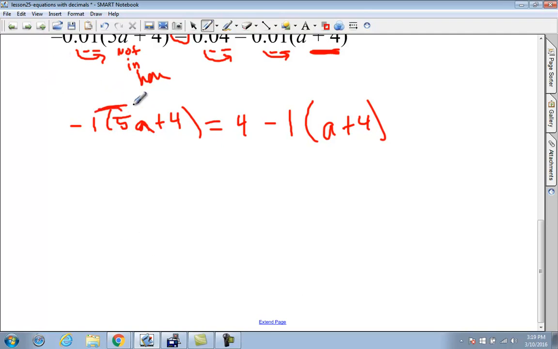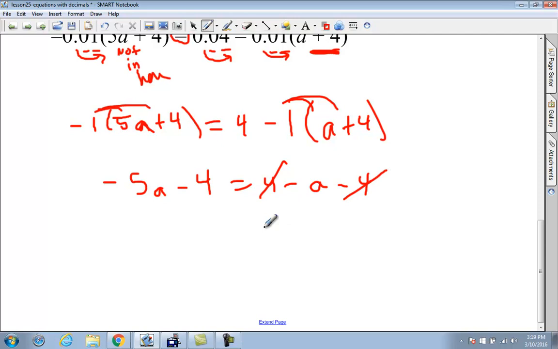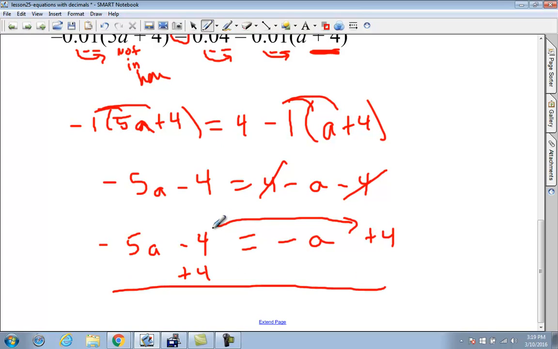Okay? Distribute -1. So I'll have -5a minus 4 equals, distribute the -1, 4 minus a minus 4. And voila, the 4's cancel. Now I've got -a on this side of the game, and I've got -5a minus 4 on that side of the game. Again, we want your numbers on the right and your letters on the left, so we'll add 4. Okay, so now I have -5a equals -a plus 4.